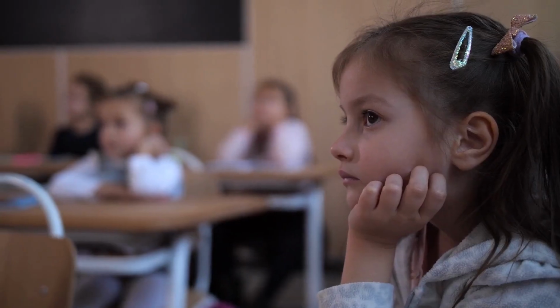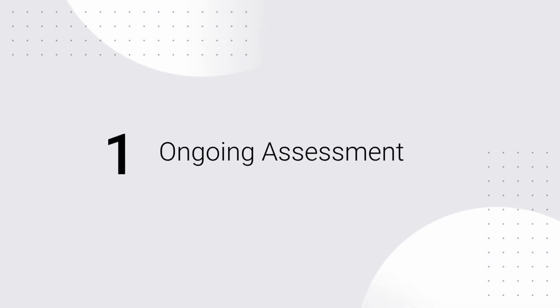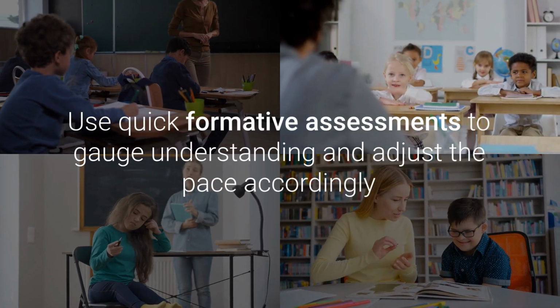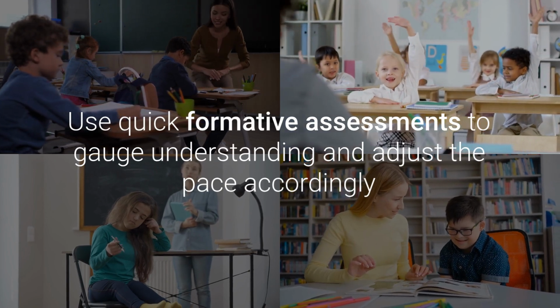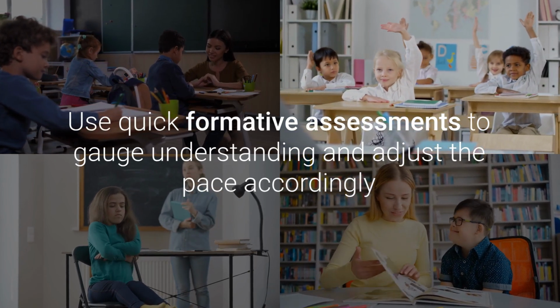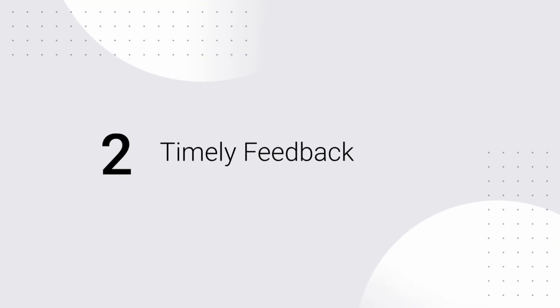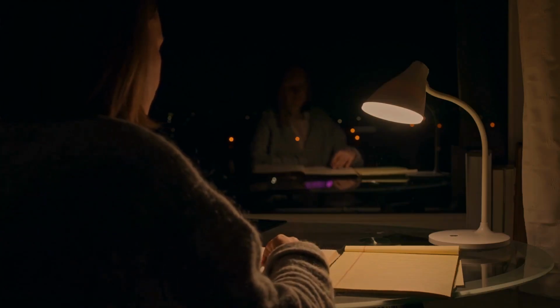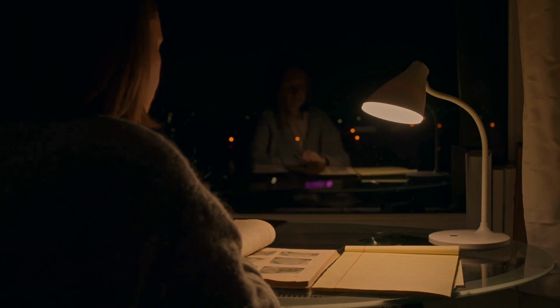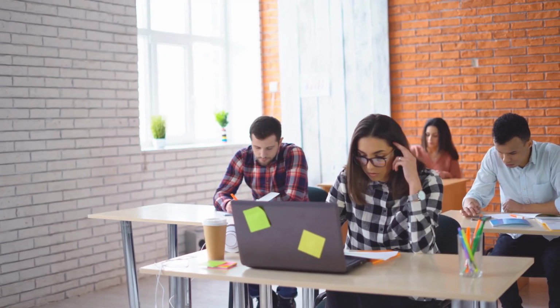Formative assessment and feedback. Ongoing assessment. Use quick formative assessments, for example, thumbs up, down, exit tickets, mini whiteboard responses, to gauge understanding and adjust the pace accordingly. Timely feedback. Provide immediate feedback to address misconceptions and reinforce learning, ensuring that students are on track before moving on.